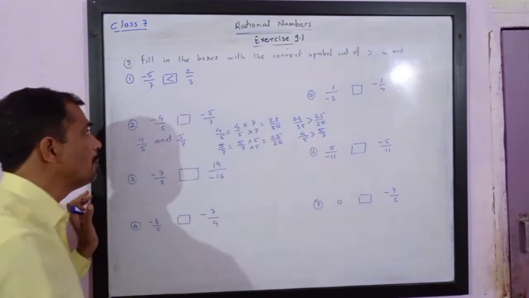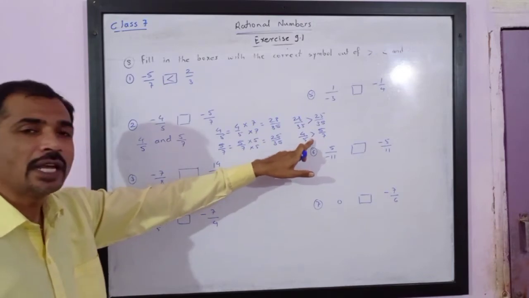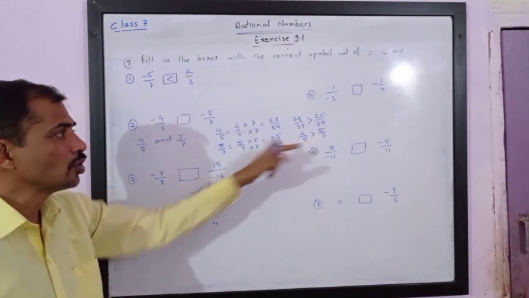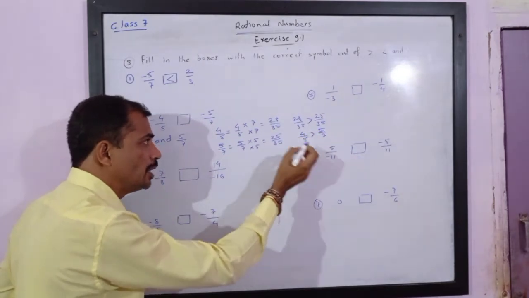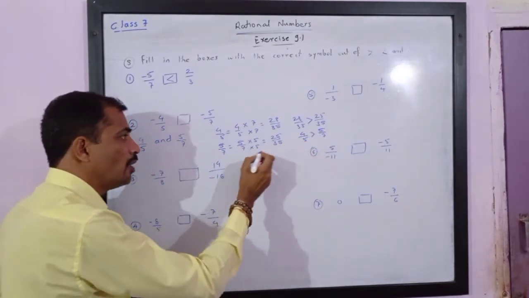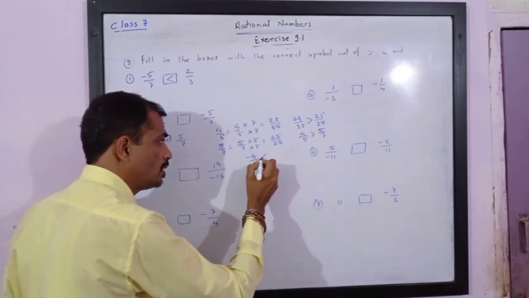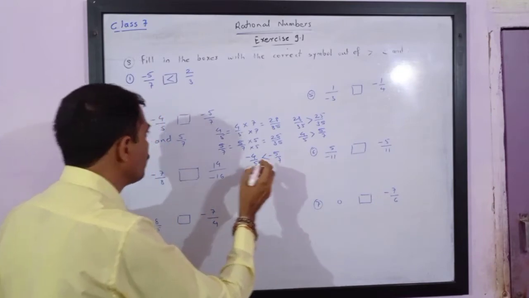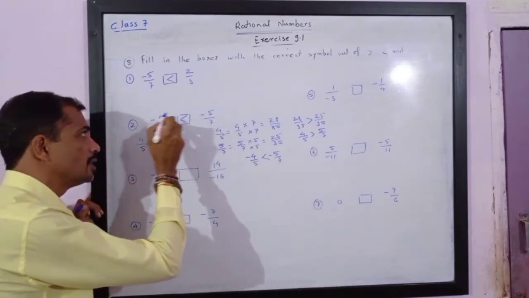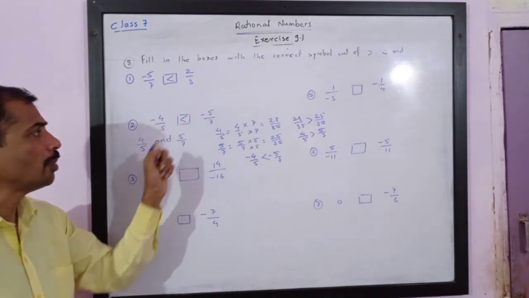Now, in order to compare the negatives, we have to reverse the greater than, smaller than sign. So here 4 upon 5 is greater than 5 upon 7. It means negative 4 upon 5, reverse the sign, is less than negative 5 upon 7. So the sign is this: negative 4 upon 5 is smaller than negative 5 upon 7.